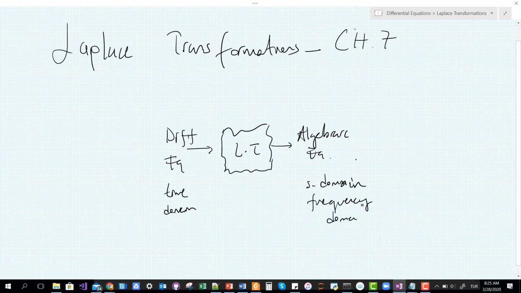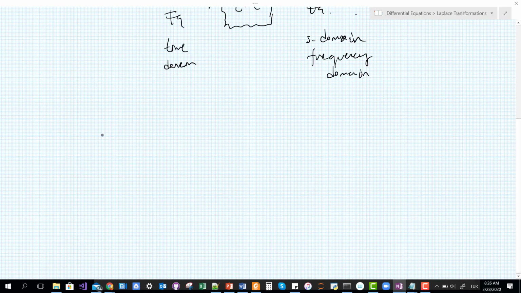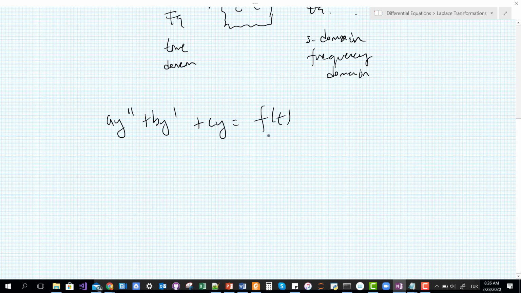If you are an EE major, you will see later how to use these in signal processing or in advanced classes. If you remember, we always talk about such a problem: ay double prime plus by prime plus cy equals f of t. And then we looked at different combinations of f of t. As you know, we use the UMC and variation of parameters techniques so far for the special cases. But look at if I had this type of function on the right-hand side.